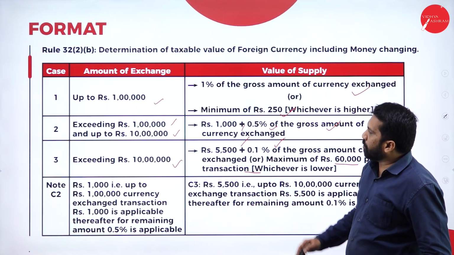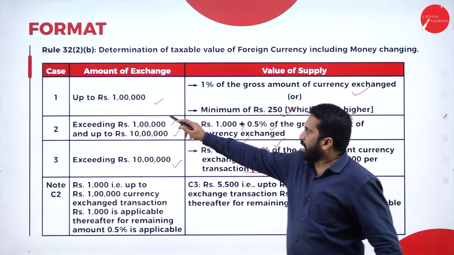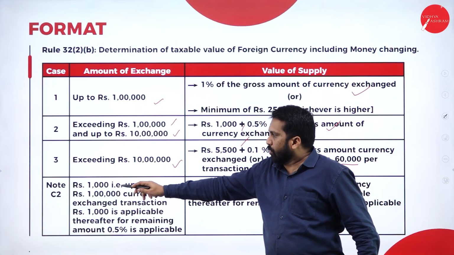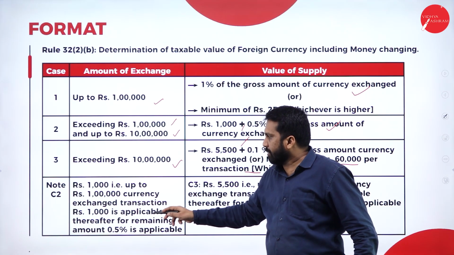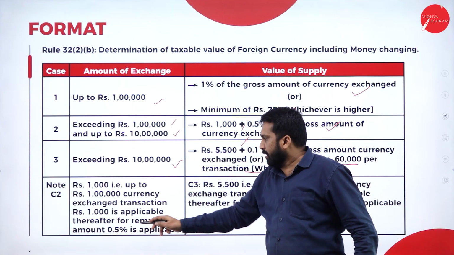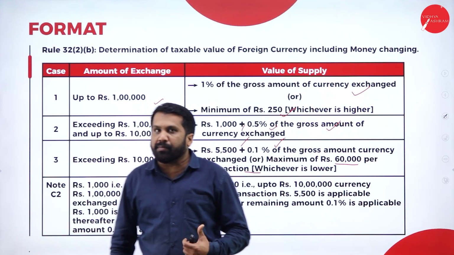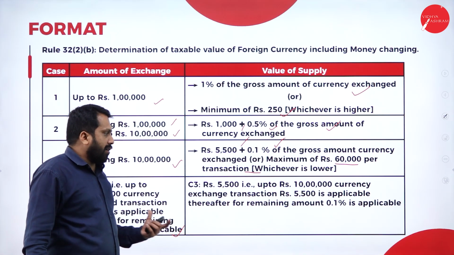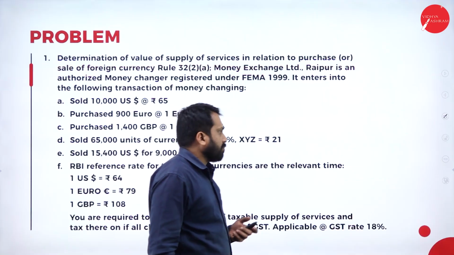Remember. And the last one, rupees 1000, that is up to 1 lakh currency. See, we started with 1 lakh in this. Note number 2, 1000, that is up to 1 lakh currency exchange transaction. 1000 is applicable, thereafter for the remaining 0.5%. You will not get any problems on currency exchange. For your safer side, we'll do one problem on this topic.